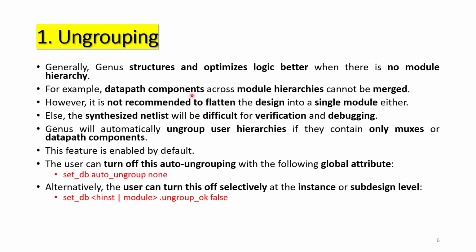Next, data path components across module hierarchies cannot be merged. Suppose you go for a module based hierarchy, like a 4-bit ripple carry adder containing 4 full adders. Here each full adder is instantiated once. To get a 4-bit ripple carry adder, we need to instantiate the full adder 4 times. So if there is any module hierarchy, merging from stage to stage cannot be performed. That is what I am saying here: data path components across module hierarchies cannot be merged if you are going for module based hierarchies.